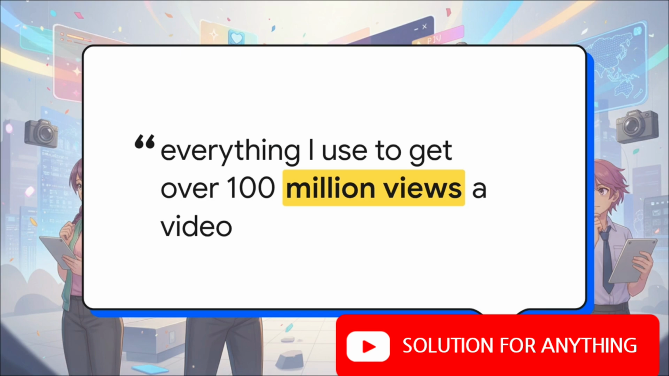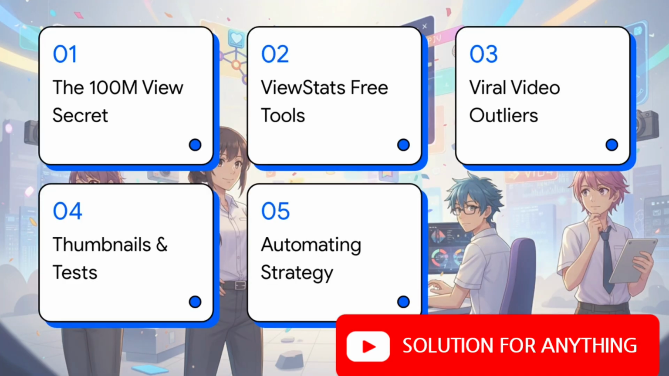Look, this isn't about just blindly guessing what the algorithm wants anymore. It's about seeing the raw, unfiltered data that proves exactly what audiences are actually clicking on right this very second. So, here's our roadmap for unpacking the mechanics of audience growth today. We'll start with the 100 million view secret, then exploring ViewStats free tools. After that, spotting viral video outliers. Then we get into mastering thumbnails and tests. And finally, automating your content strategy.